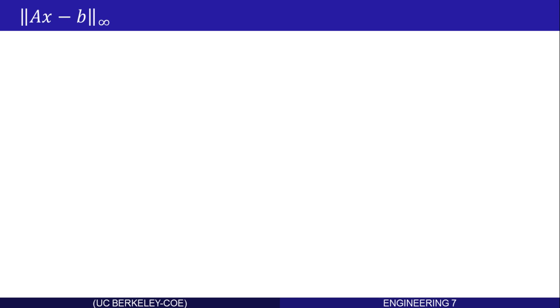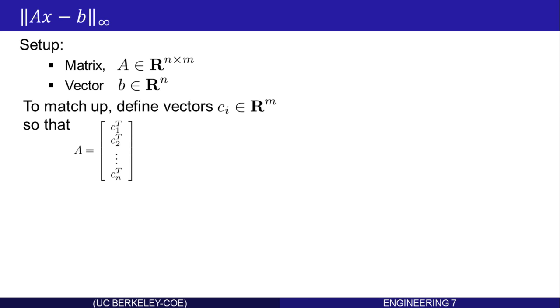Let's talk about the infinity norm, the maximum of the absolute value of the entries. So the setup is the same, matrix A and vector b. To match things up with some of the derivations we've done before, let's define vectors ci, these are m by 1, such that transposed and stacked, they constitute the array A. So c1 transpose is really the first row of A. That means, of course, that the ith entry of Ax minus b is simply the ith entry of Ax, which is ci transpose x, minus the ith entry of b, which is bi. And that'll be useful as we work through this infinity norm, which involves the maximum over all the entries.